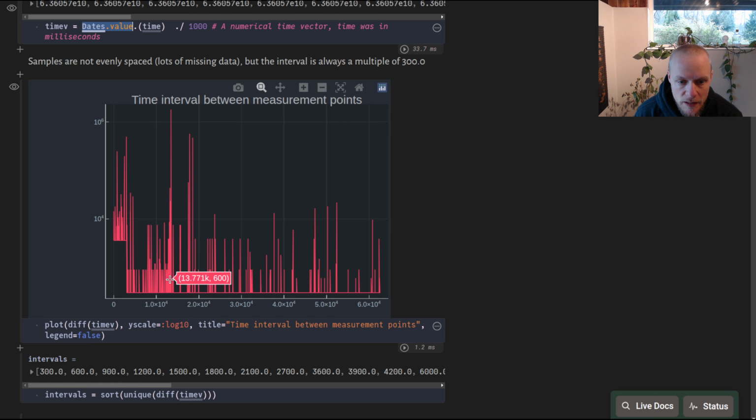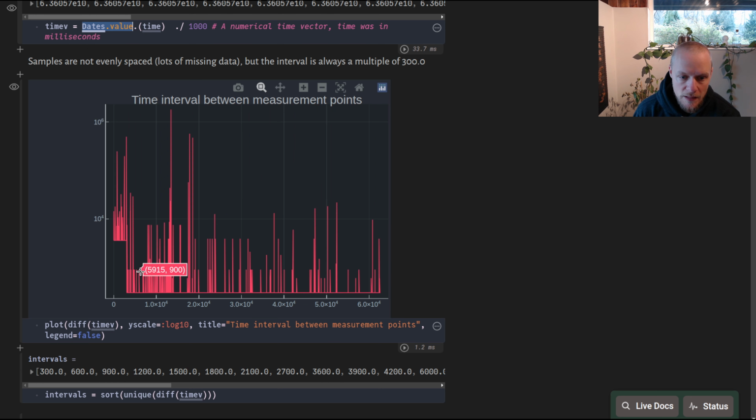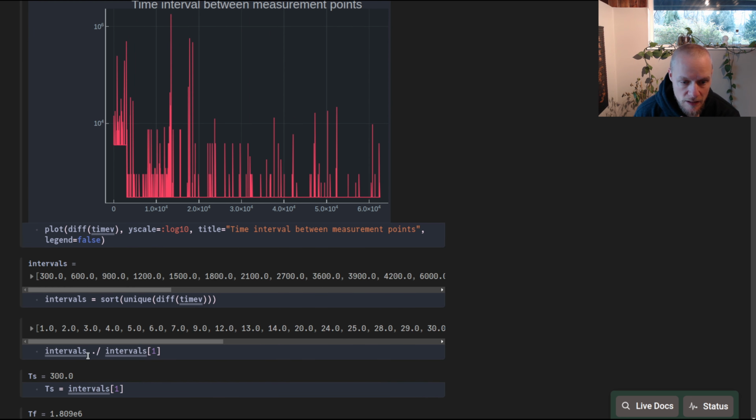And we see that there appears to be a certain number of, or certain intervals present, but not others. So we see the smallest interval present in the data, it's 300 seconds. So that appears to be the base sample interval. But sometimes we see I have 900 seconds, so that's 3 times the base interval. And here I compute all intervals present in the data. And I can compute, if I divide by the smallest interval, I see that I only have integer multiples of the smallest interval.